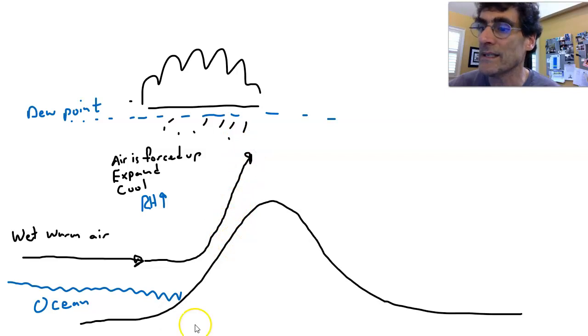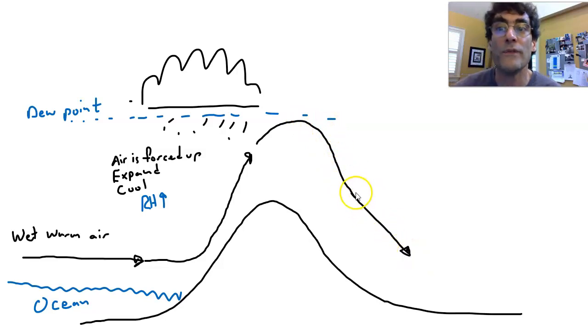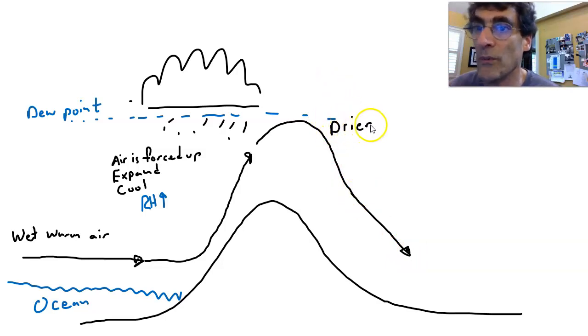Well, let's just continue on over. So now this air is coming back down over the other side of the mountain. All right. So now we have air moving down. And what do we know about this air? Well, we know that this air is drier because it just lost a bunch of moisture on this side of the mountain, right? And as it falls, the opposite's going to be true, right?